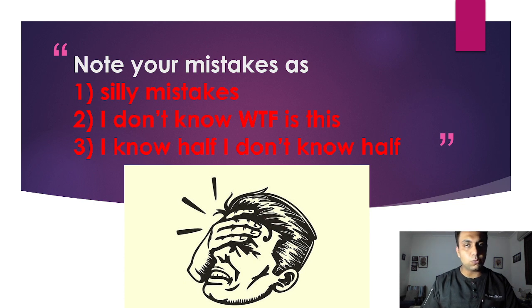Second, I don't know what the F is this. That means that यार ये कभी पढ़ा ही, I don't know where is this asked from. ये subject भी समझ नहीं आया कि किस subject से पूछा गया. So that is the second criteria of the mistake. And third is, यार ये कुछ कुछ आता था और कुछ कुछ नहीं. That I knew a little bit of it, but I didn't know a lot of it. So that is the third category of mistake. Classify them in these 3 categories and then work on those separately.